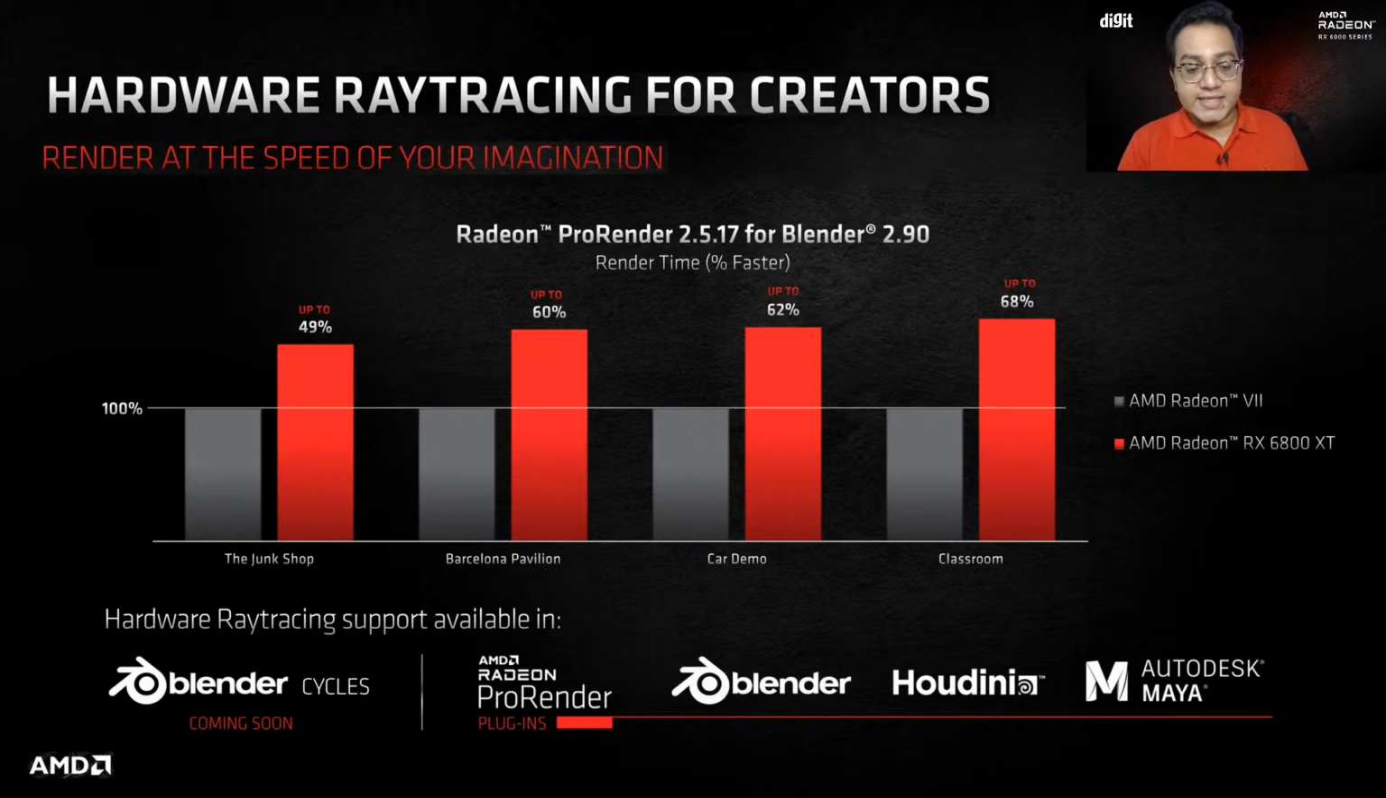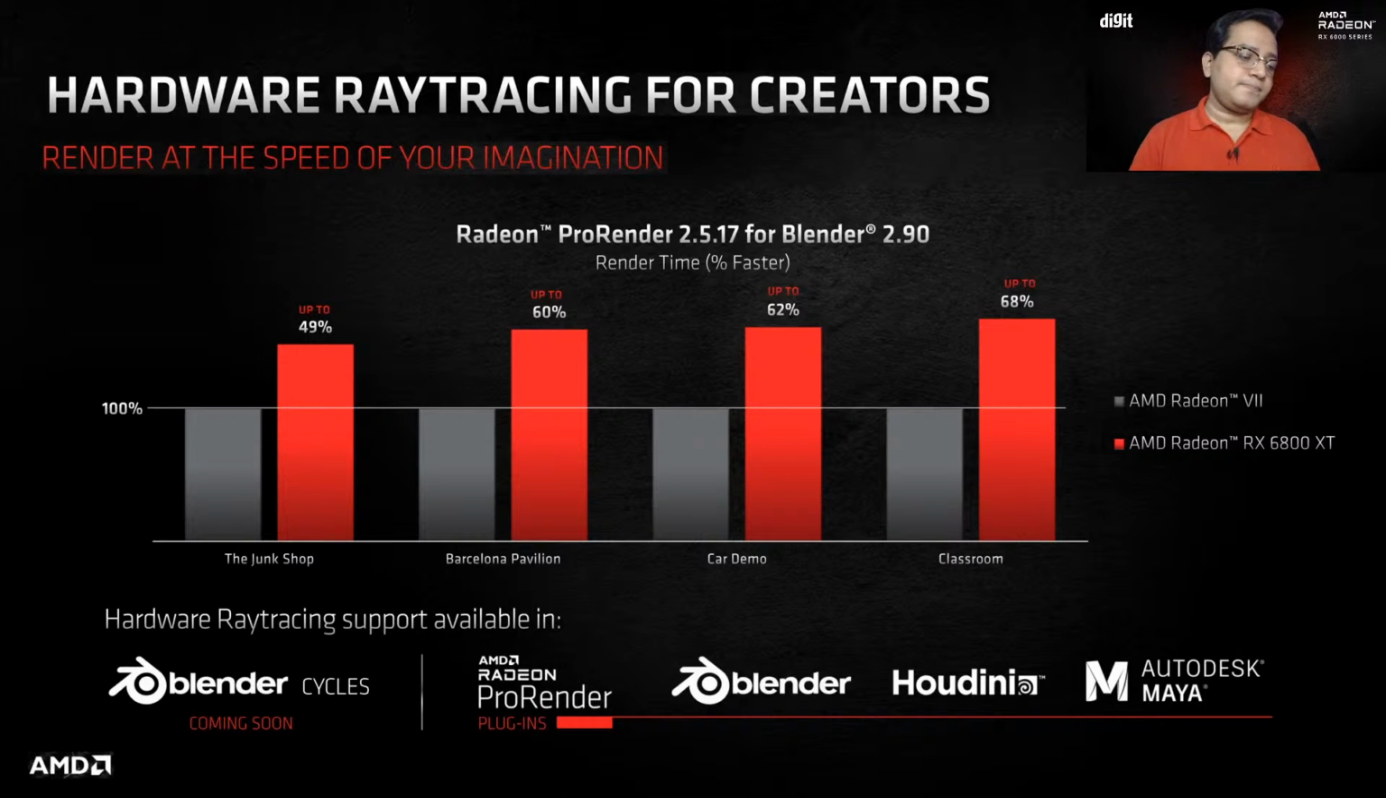Now in this particular graph, we can see the Radeon Pro Render plugin being used with Blender 2.90. And the Pro Render plugin basically helps Blender make better use of the Radeon GPUs, and we can see the performance uplift of the RX 6800 XT versus the previous gen flagship, which was the AMD Radeon 7. And we can see a minimum of 49% increment, and that goes all the way up to 68% increment. These are all popular benchmarks, by the way, that we reviewers tend to use when we are testing performance in Blender.